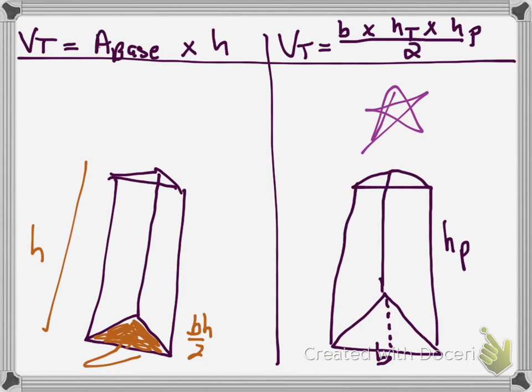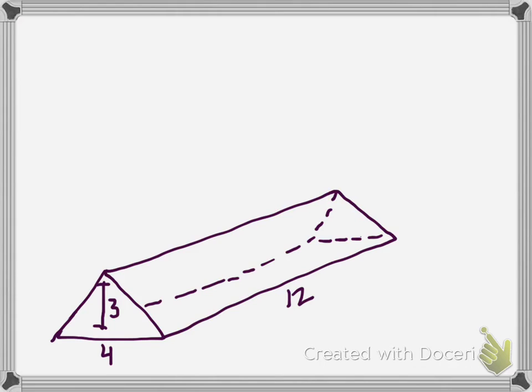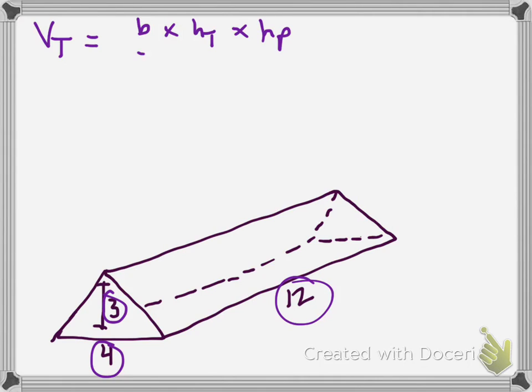Let's do a couple examples. Alright, here's our first example. In this triangular prism, our triangle has a base of 4. Our triangle has a height of 3. And our prism has a height of 12. So let's plug those into our formula and work this one out. Remember, the volume of a triangular prism is going to be equal to the base times the height of the triangle times the height of the prism all over 2, or divided by 2.